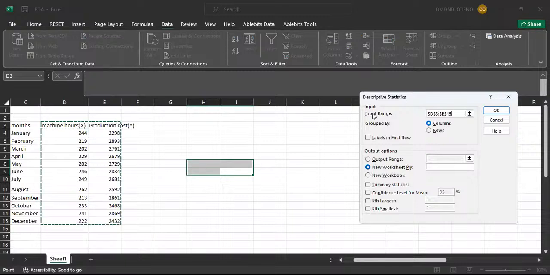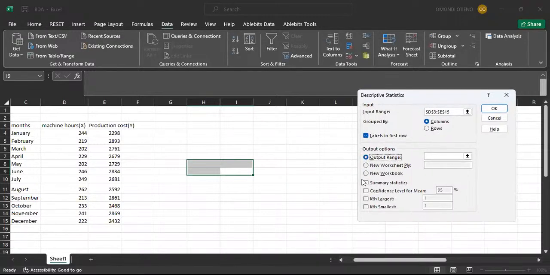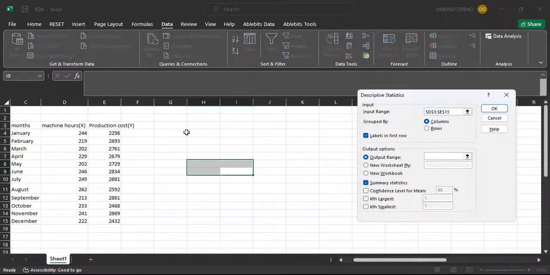And then you instruct it that the first row has got the titles of the data set. Then I give it the output range. I pick my summary statistics, the output range, I just put it somewhere here. So I want you to compare this, just going to that column, looking for the highest and the lowest, or going the descriptive statistics way.